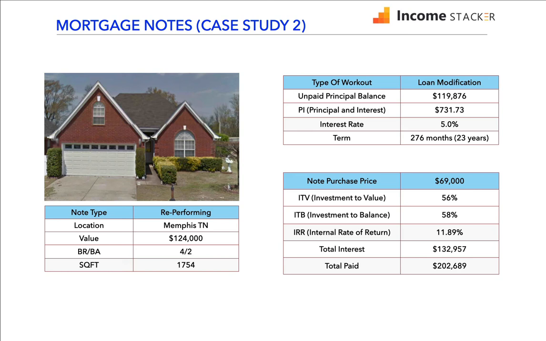So again, the return is just shy of 12%, 11.89 to be exact. Our total interest paid over those 23 years will be $132,957. So we will get back roughly $202,000 in total, and everything is good to go. Love these things. If I could find notes like this all the time, it would be fantastic. You have to do a lot of searching to find these things, but once you do, you can make a lot of good money.